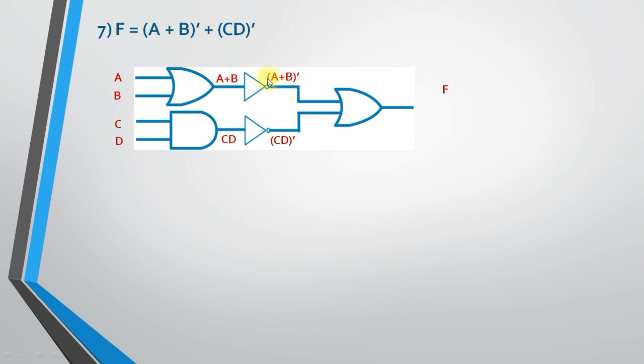So to represent whole dash, what I need to do is pass the simple values of variables A and B. After getting A plus B, I need to put a NOT gate in between to get the whole dash sign over here. Similarly, after applying a NOT gate with CD, I will get CD whole dash over here. Now I need to apply it into the OR gate because there is a plus sign between these two gates. So in this way you can draw a logical diagram based on the Boolean expression.